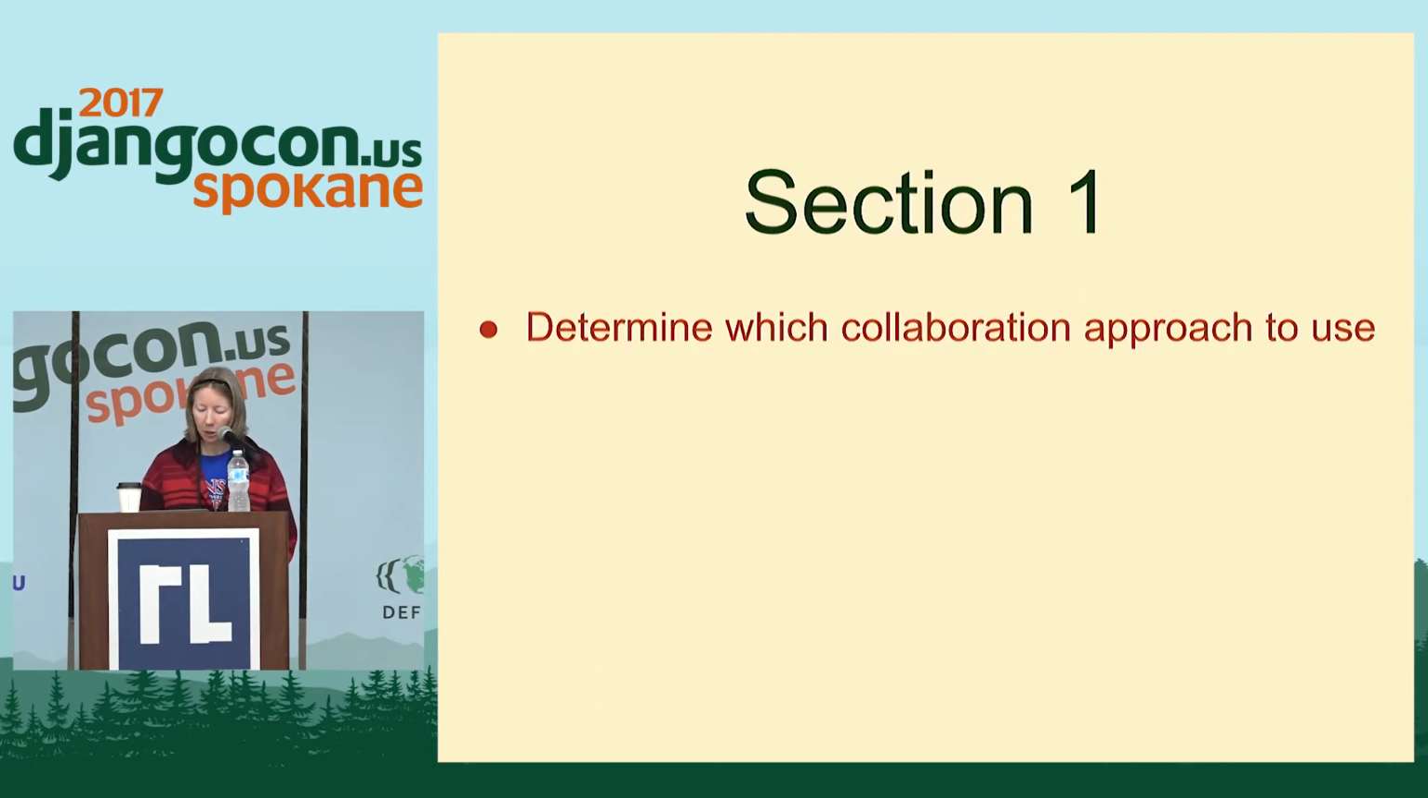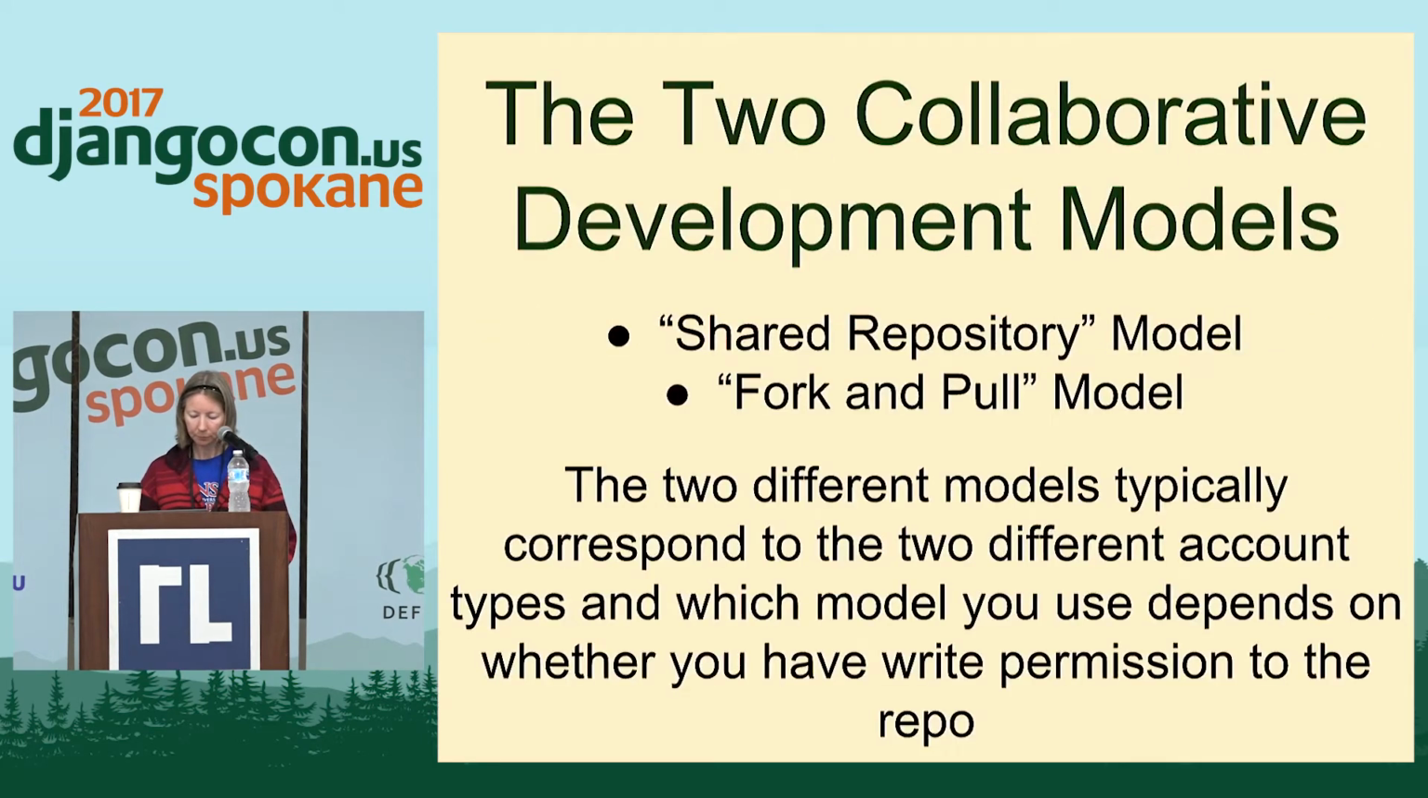So let's determine which collaboration approach to use. There is a fancy term that actually just means how people work on software together. It's collaborative development model. And there are two different models. There's the shared repository model and the fork and pull model. And the two different models typically correspond to two different account types. And which model you use depends on whether or not you have write permission to the repo.